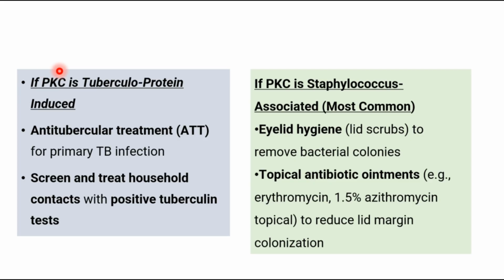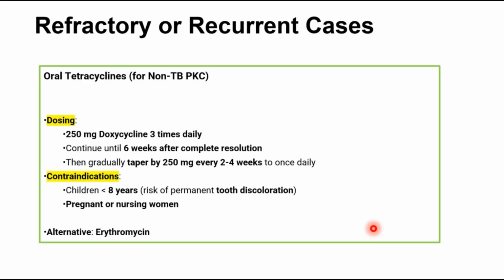So if you are dealing with PKC associated with tuberculoprotein induced one, here what we'll do is we will prescribe the patient anti-tubercular treatment for primary TB infection. Also, screening and treating household contacts with a positive tuberculin test is also done. In PKC associated with Staphylococcus aureus, eyelid hygiene, that is lid scrubs to remove bacterial colonies, is important. Also, topical antibiotic ointments like erythromycin or 1.5% azithromycin could be prescribed to reduce the lid margin colonization.